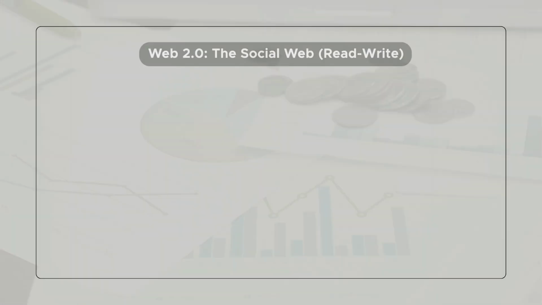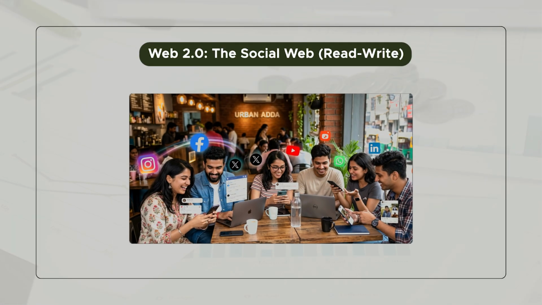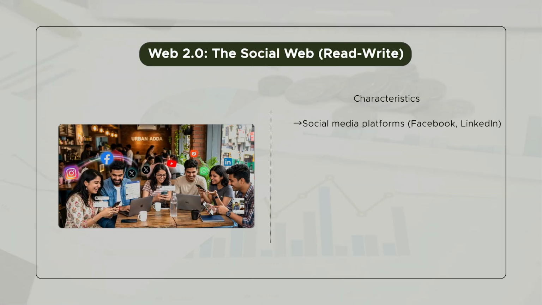Then came, from the static Web 1.0, Web 2.0, which is the social web. So you had the static web, and moved to the social web. This is also called the read-write web. Web 2.0 marked a significant shift where users actually became content creators and contributors to the web. So what are the characteristics? Social media platforms came up. Facebook as an example, LinkedIn as an example.